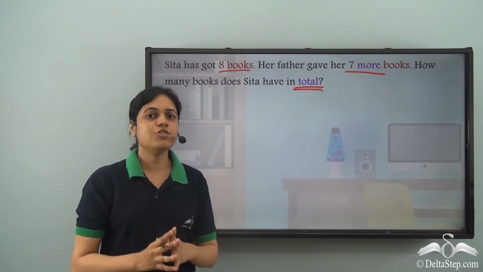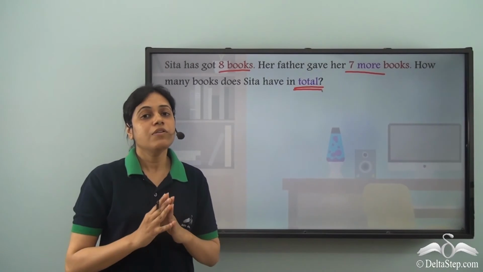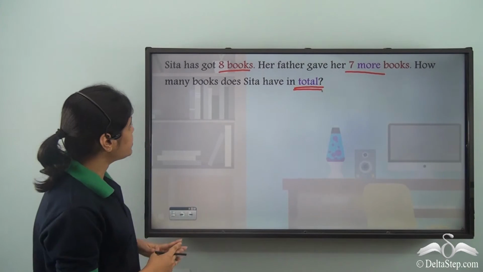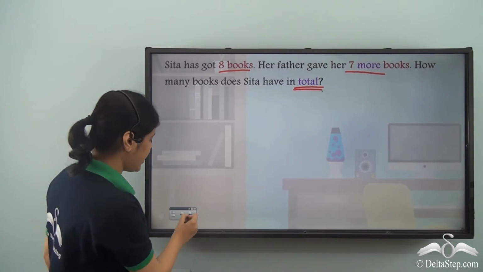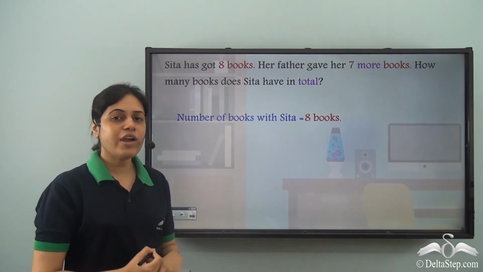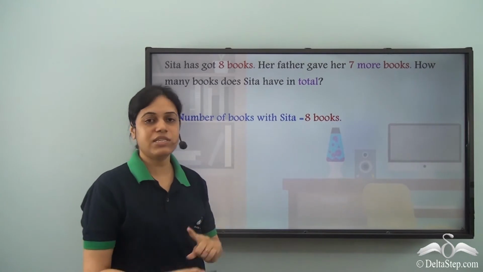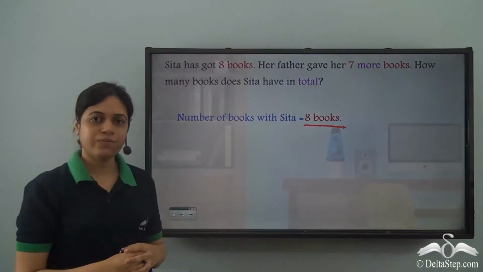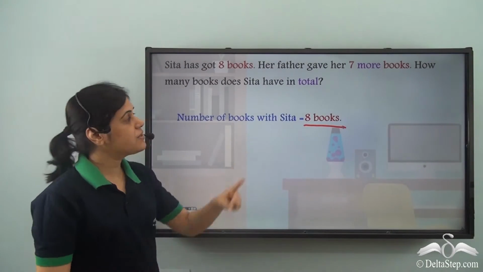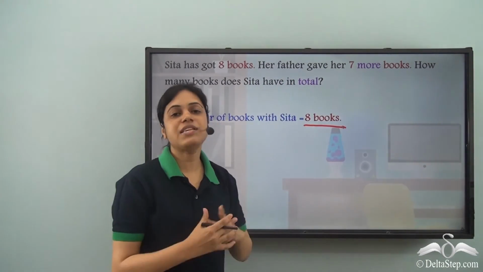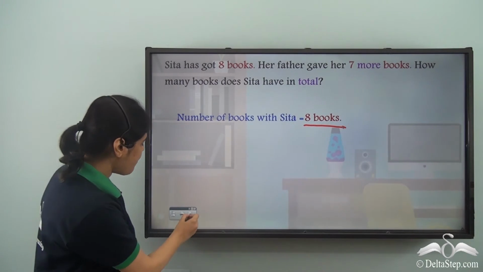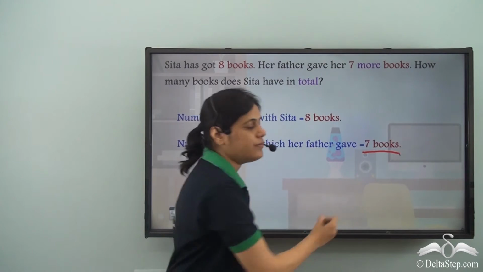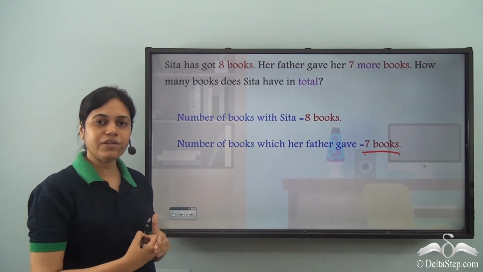So what do we need to write first? First we need to write what is given in the word problem. What is given? Sita has got 8 books. So I write number of books with Sita is equal to 8 books. What is given next? Her father gave her 7 more books. So number of books which her father gave is equal to 7. This is what is given.